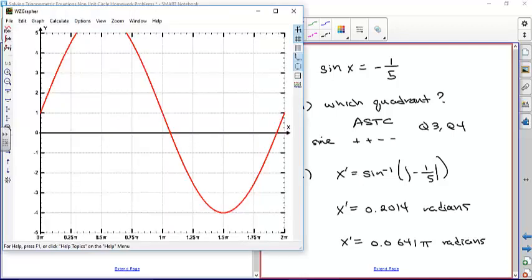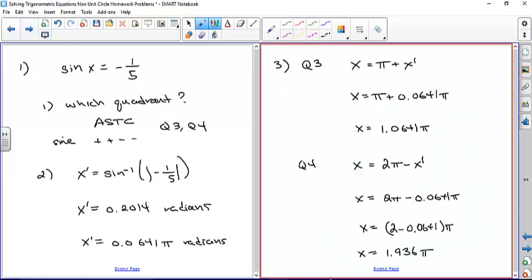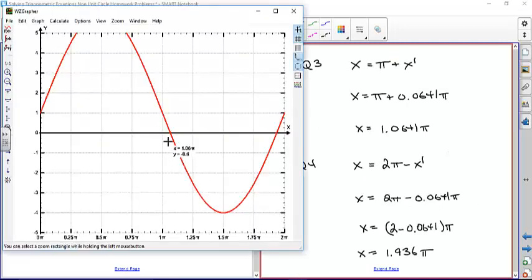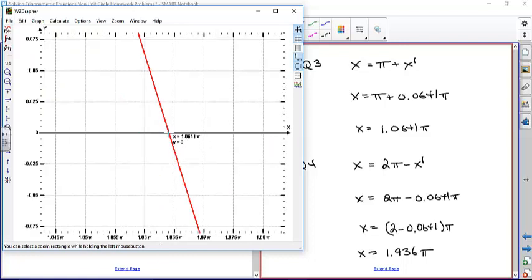So let's find this. Oh, that's my reference angle, so I need to go one more page. There we go. So this intersection should be 0.06 pi, which it is, and this one should be 1.93 pi. And if I zoom in a couple times, put my cursor there, I'm going to get 1.0641, which is exactly what I'm looking for.